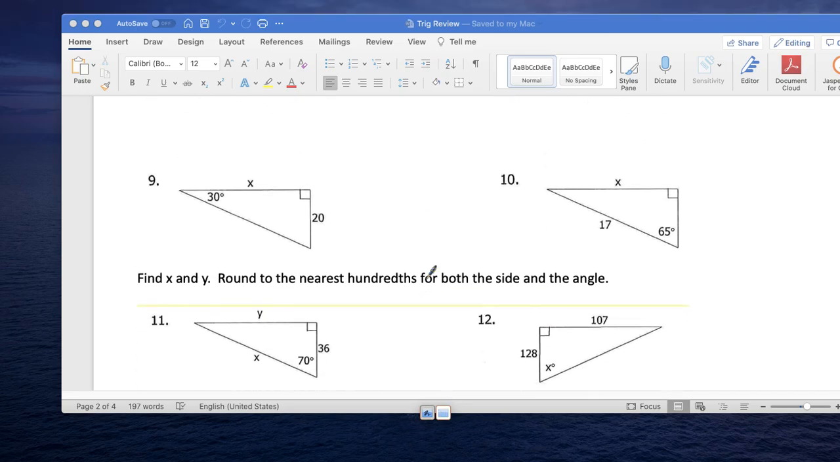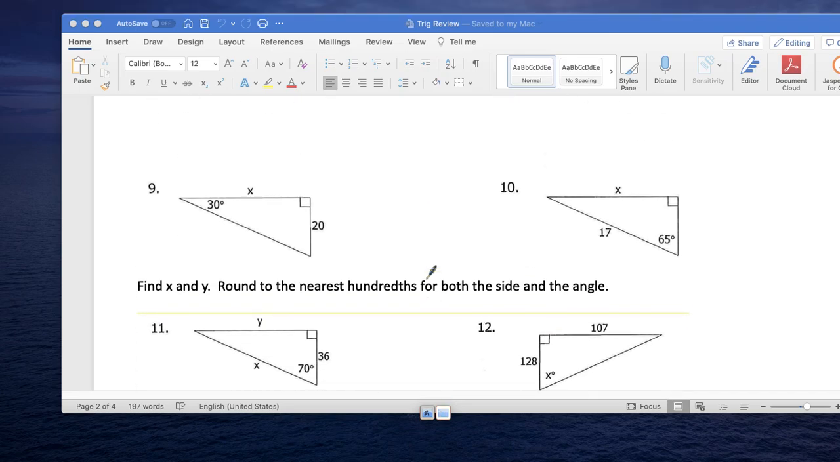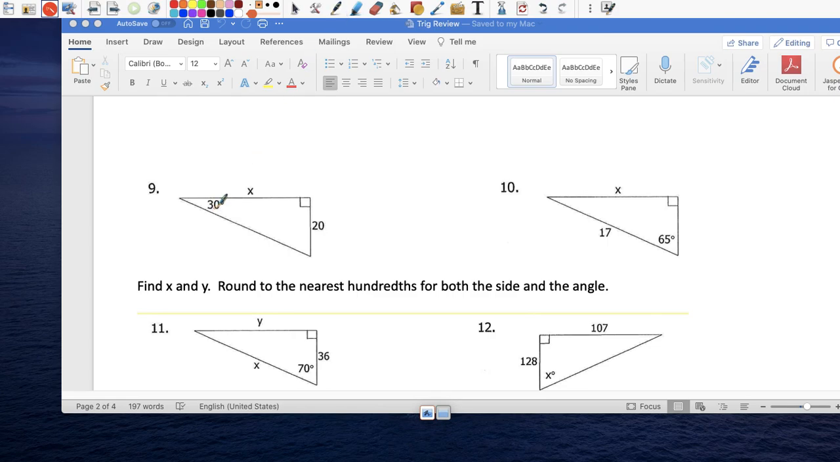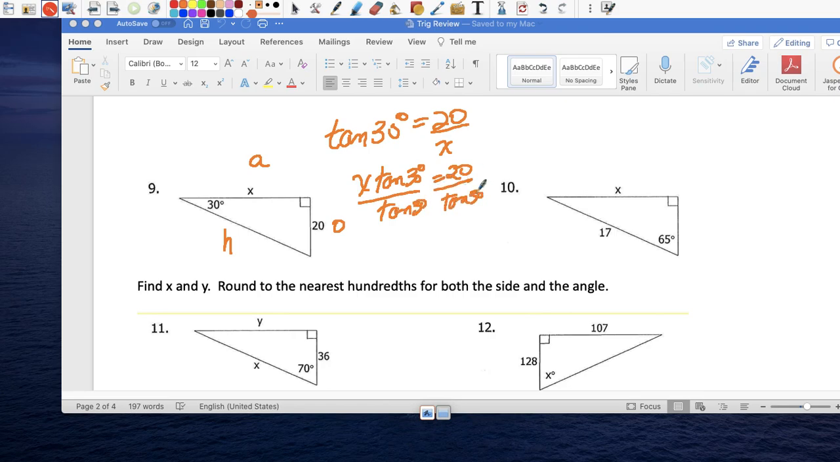Right, moving along. Number 9, again same thing. From angle 30, this would be the opposite. This would be the hypotenuse. This is adjacent. So we're not going to use the hypotenuse, so it's tangent. Tan of 30 equals the opposite over the adjacent, which is x. Cross multiply: x times tan of 30 equals 20. Divide both sides by tan of 30. This simplifies to just x, and in your calculator you put 20 divided by tan of 30, and we get 54.95.